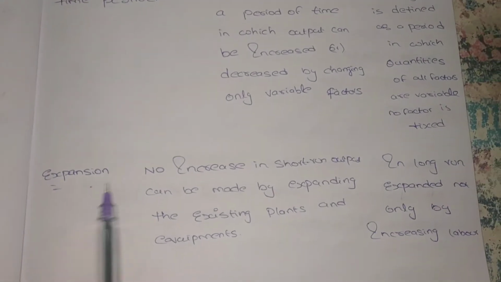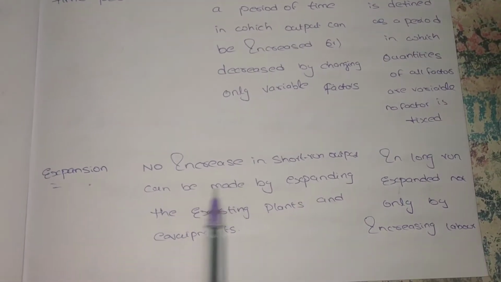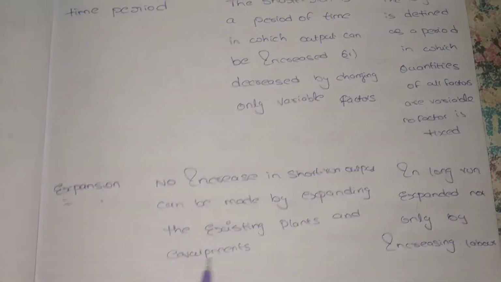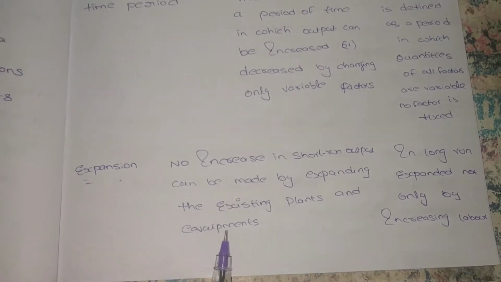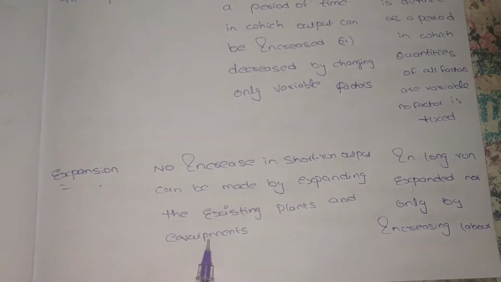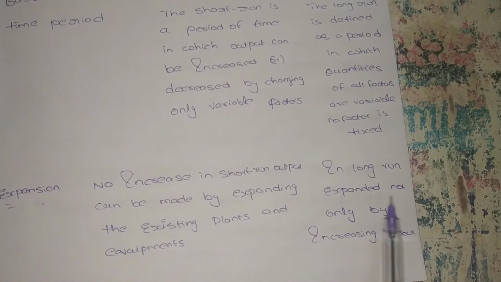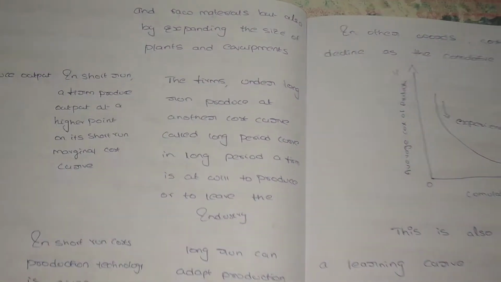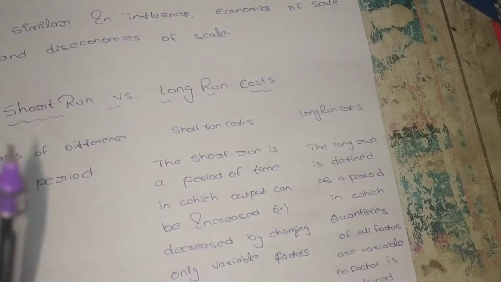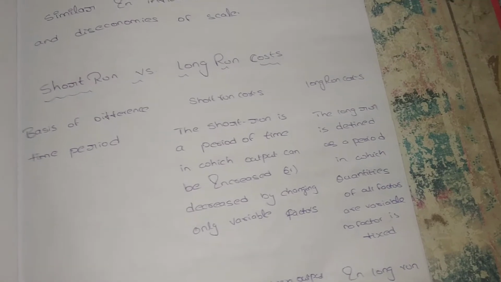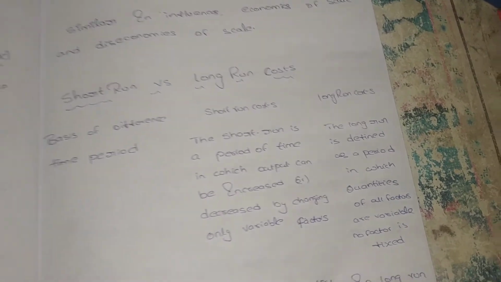Next, expansion. No increase in short-run output can be made by expanding existing plants and equipment. Here there is no chance for expansion of our business because all factors of inputs are fixed except one. So expansion is not possible in the short run. In the long run, output is expanded not only by increasing labor and also raw materials but also by expanding the size of plants and equipment. Here in the long run, there is a chance of expansion of our business. Why is there a chance? Because here all inputs are variable.